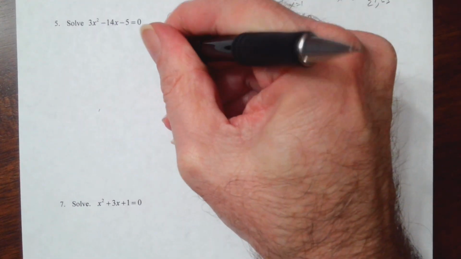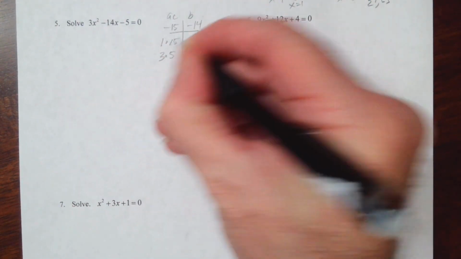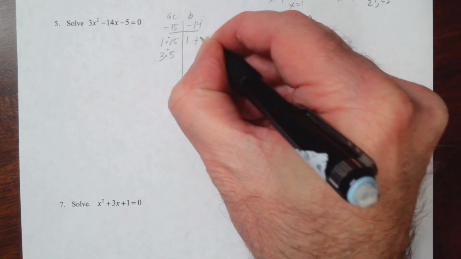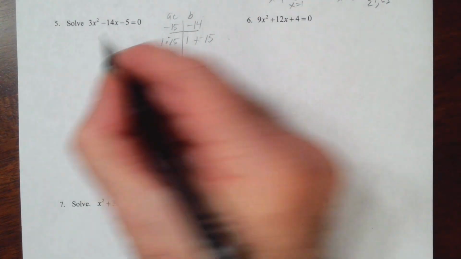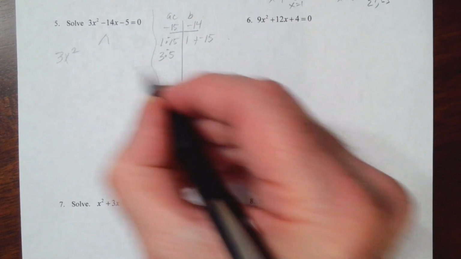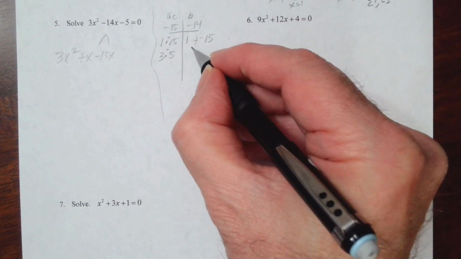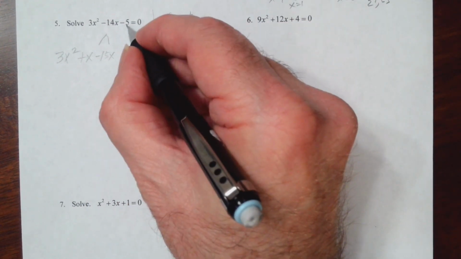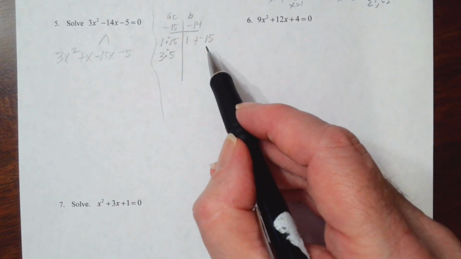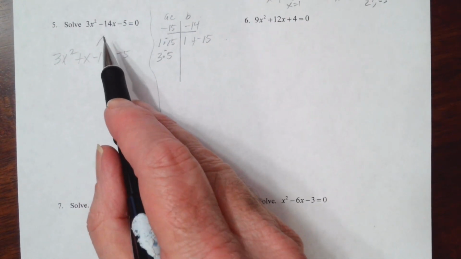It looks like I wrote a 15 there instead of 5. Let me fix that. There we go. So make your bigger numbers negative. Notice this is the one that adds up to negative 14. So we're going to split our B term. This becomes 3x squared plus x minus 15x, and then bring down the minus 5. So basically we're splitting a minus 14x into 1x plus negative 15x. Notice those do add up to negative 14x.